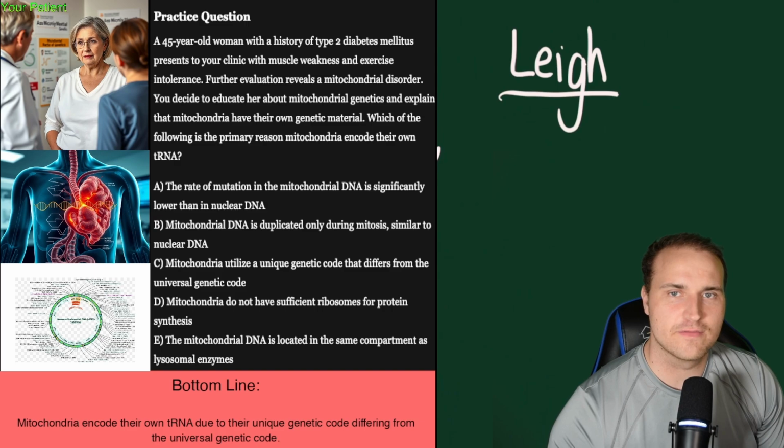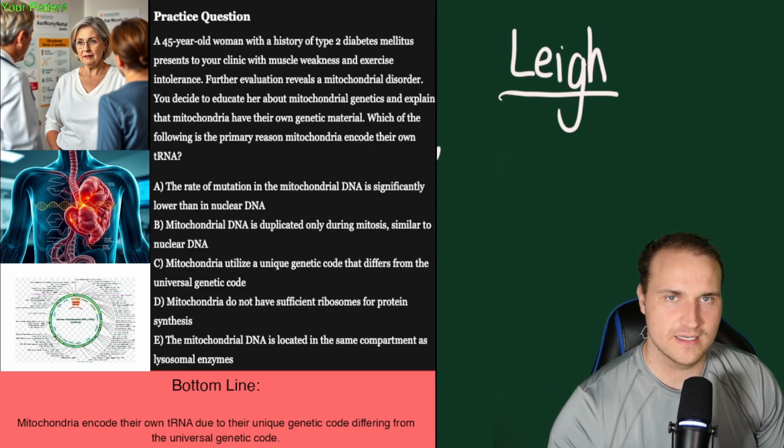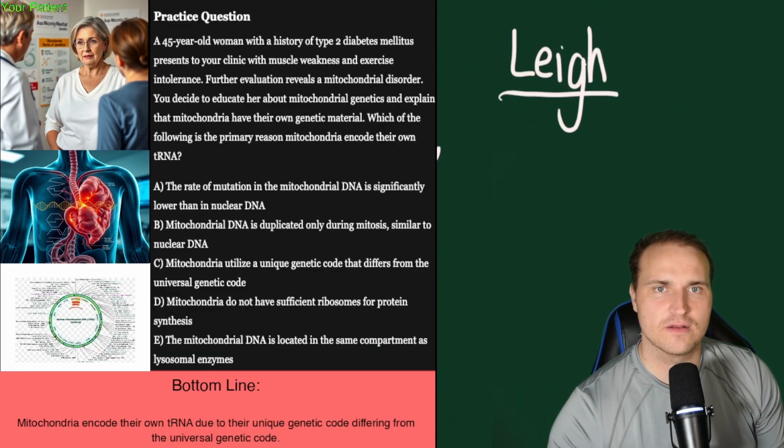All right, hopefully you guys are ready for the coolest question ever. We have a 45-year-old woman with a history of type 2 diabetes presenting to the clinic with muscle weakness and exercise intolerance. Further evaluation reveals a mitochondrial disorder, and you decide to educate her about mitochondrial genetics and explain the mitochondria and why they have their own genetic material. Which of the following is the primary reason for mitochondria encoding their own tRNA?